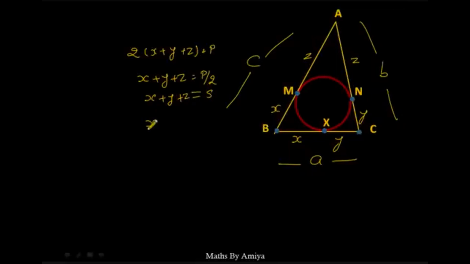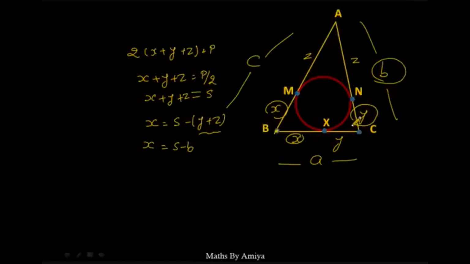So by this we can say x is equal to s minus (y plus z). And what is the value of y plus z? We can see y plus z is b. So x is equal to semi-perimeter minus b. This x starts from point B, so this is s minus b. If we work on y, we can say y is equal to s minus c, because working on C, c is the side AB. And z is equal to s minus a, side a.